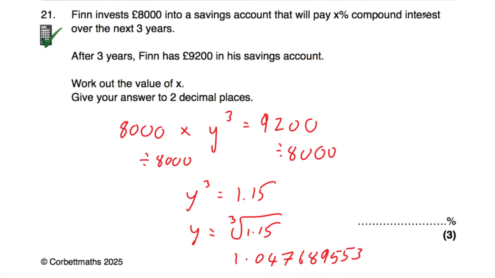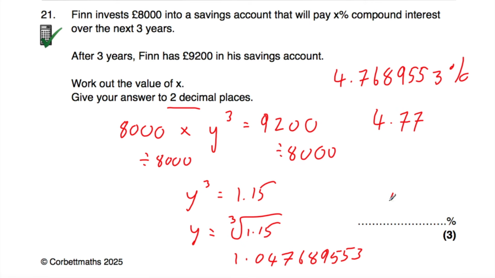Now what we want to do is work out the percentage here, x, because x is the percentage compound interest. So we need to work out how much it's gone up by each year. So this will be a 4.7689 and so on percent increase. Now we need to give our answer to 2 decimal places. So I'm just going to write down the percentage to begin with. So it'll be 4.76895553%. And then I'm going to round this to 2 decimal places. So that'll be 4.77. So that means that x is 4.77%.